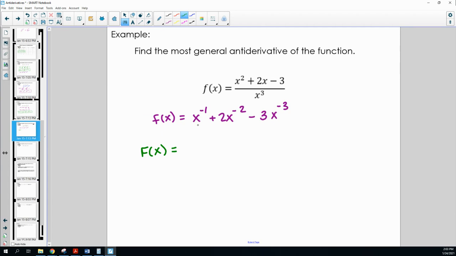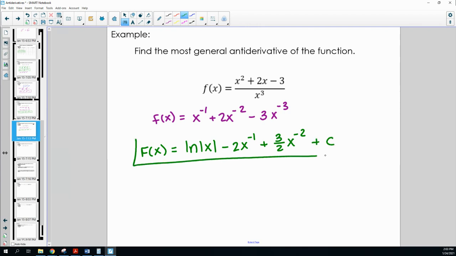So x to the negative 1, that's just 1 over x. So my antiderivative will be ln of the absolute value of x for that piece. And then the rest I can use the reverse power rule. So we're going to increase by 1 to get negative 1 and then divide. So we're going to get negative 2x to the negative 1. And same thing here. Increase negative 3 by 1, so we get negative 2, and then divide. So it's going to be positive 3/2 x to the negative 2, and then we have plus c. We can leave it like that. We could rewrite it with the exponents in the denominators so that they're positive, either one.